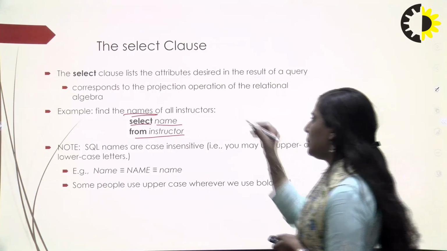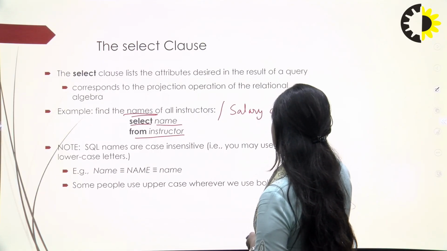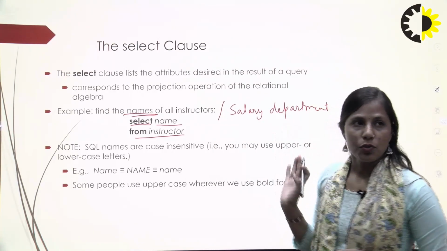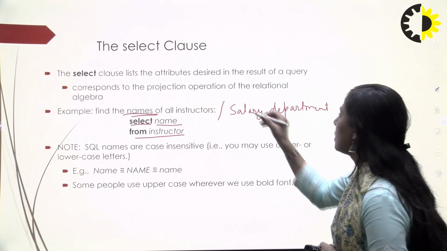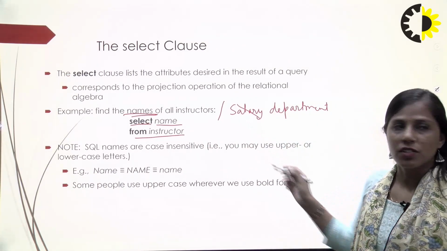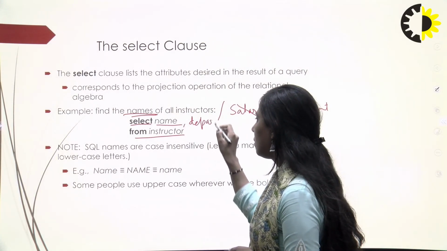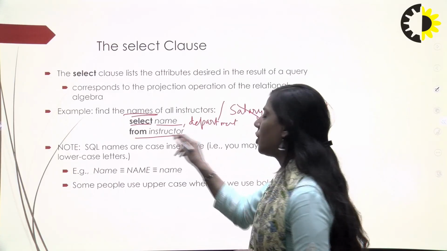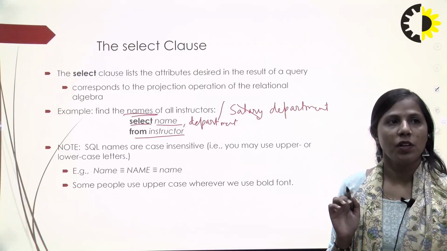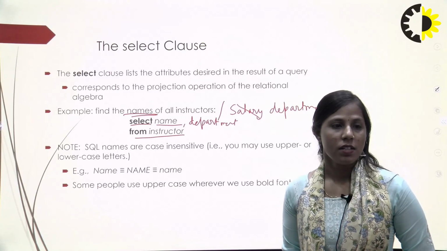If it asks for salary or department, then we can mention those particular attributes. For example, I'm asking: find the names and the department of all the instructors. Then I can write select name and department from instructor. Then it will show as output both the name and the department it belongs to. So this is how we use the select query.